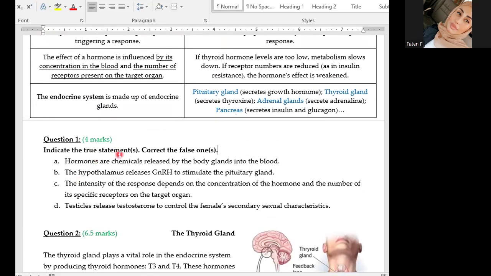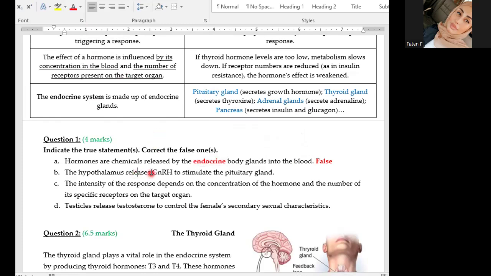Question number one says hormones are chemicals released by the body glands into the blood. This is a false statement. It's not 100% accurate. Why? Because it's not by all the body glands. For example, exocrine glands do not release hormones. We have to add the word endocrine. So the sentence becomes hormones are chemicals released by the endocrine body glands into the blood.